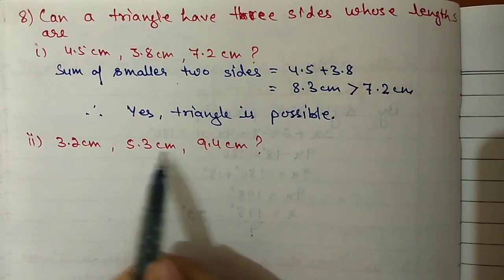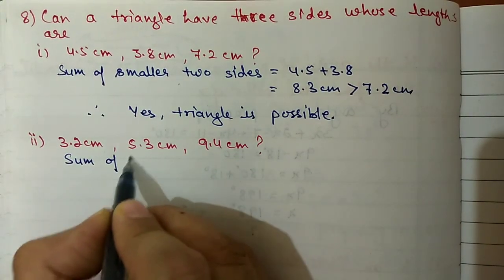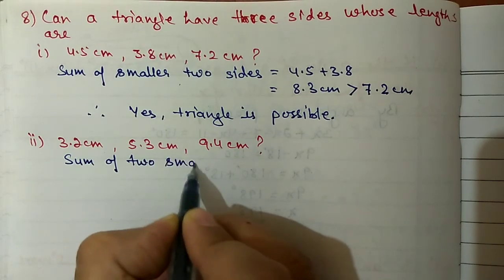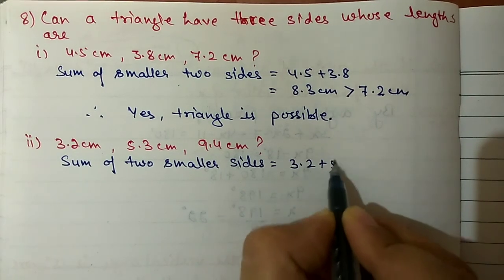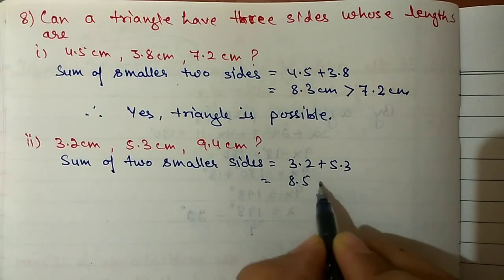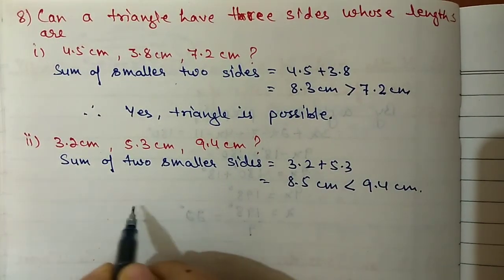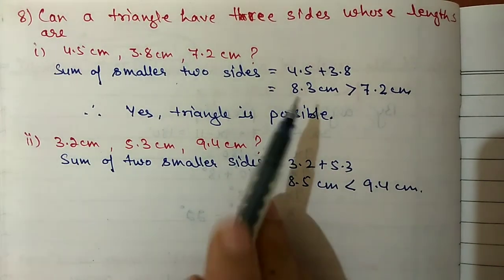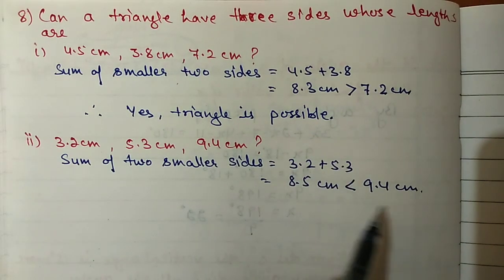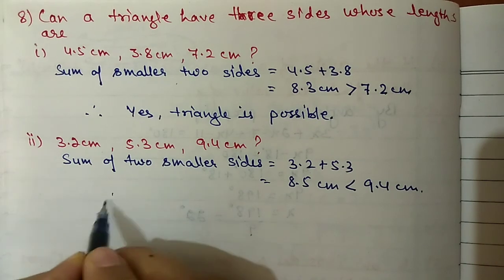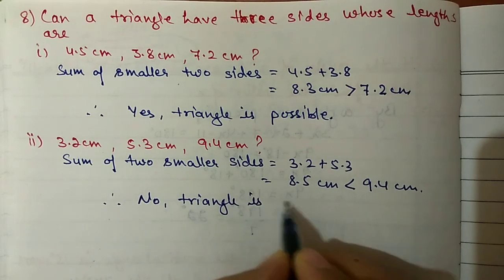Second part, 3 dimensions are given, all 3 sides are given. So do the sum of the 2 smaller sides, 3.2 plus 5.3, which is coming 8.5 centimeter, and which is less than the third side 9.4 centimeter. So in this case the triangle is not possible. Always it should come more than, then only the triangle is possible. If it is coming equal or if it is coming less than, then the triangle is not possible. Therefore no, the triangle is not possible.